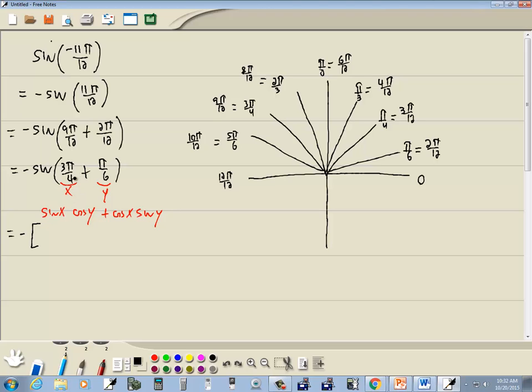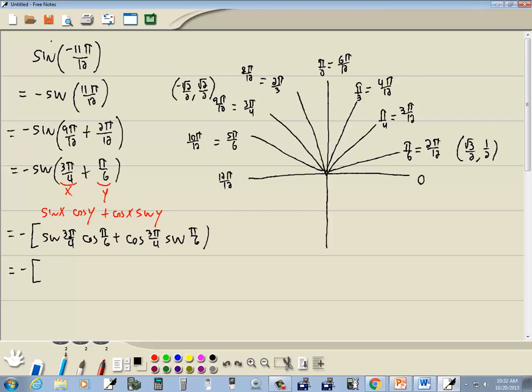And we said that x is 3 pi over 4, so this is sine of 3 pi over 4, cosine of y, which is pi over 6, plus cosine of x, which is 3 pi over 4, sine of y, which was pi over 6. Okay, now pi over 6, point-wise, is square root of 3 over 2 and 1/2. And 3 pi over 4 is negative square root of 2 over 2 and a positive square root of 2 over 2.